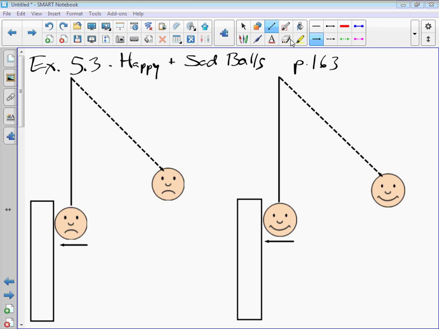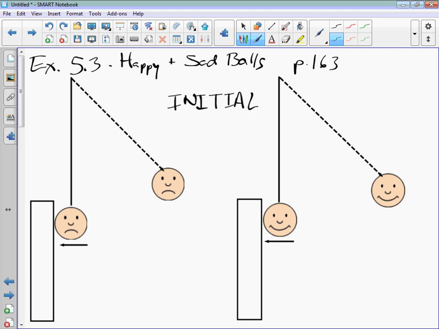This will be our initial condition here. I shall write initial. Mr. Whalen, what's your guess? Initial. Is it happy? So this is sort of a before part, and it's going towards the wall, and it's going to collide. Same thing here. This is the happy ball going towards the wall. It's going to collide.